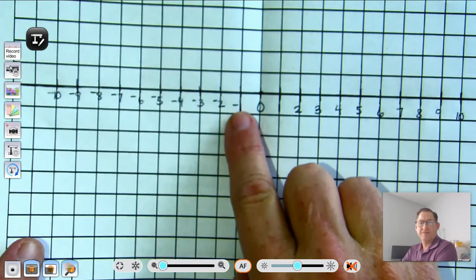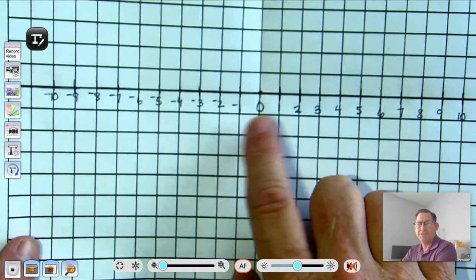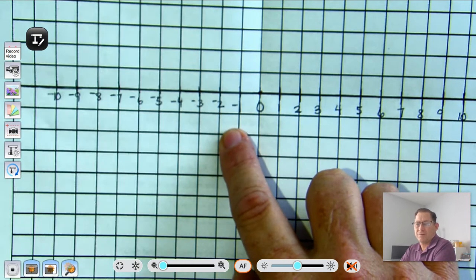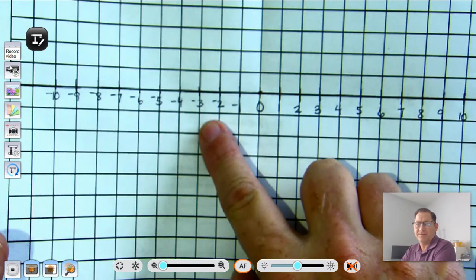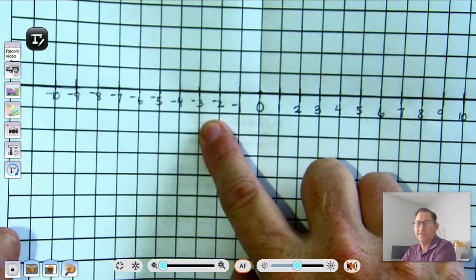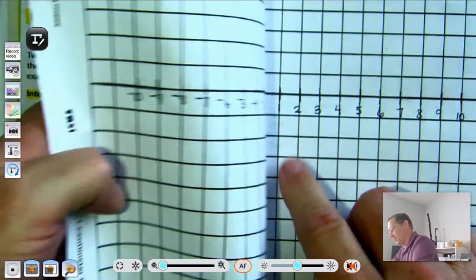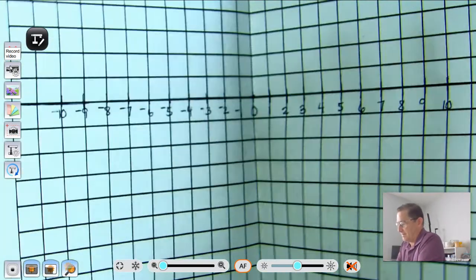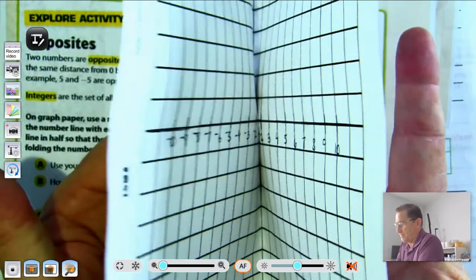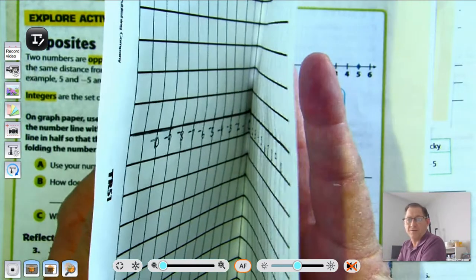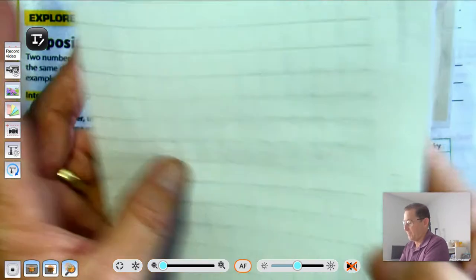And the numbers that fold over and match each other when you fold, those are opposites. It's really basically if -2, its opposite is 2. And when we fold it, I don't know if you'll be able to see this, but when you fold it, the 2's meet. Okay, and so on, all the way out to 10. Okay?